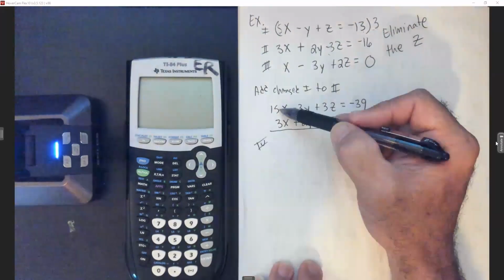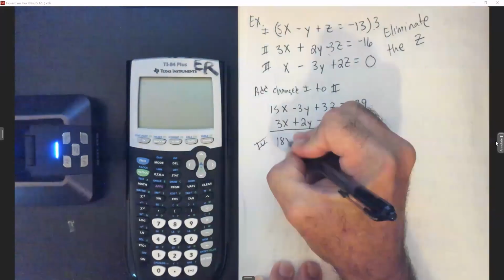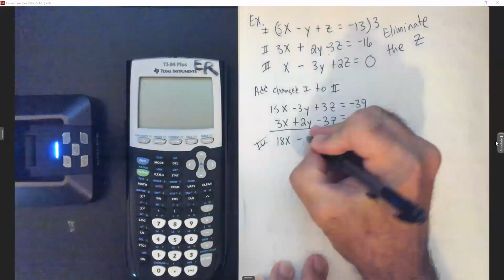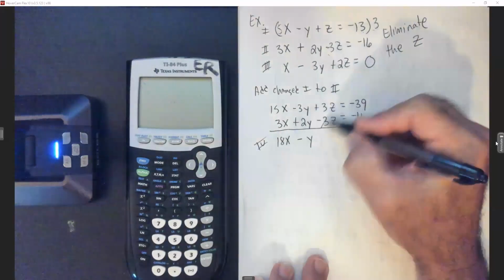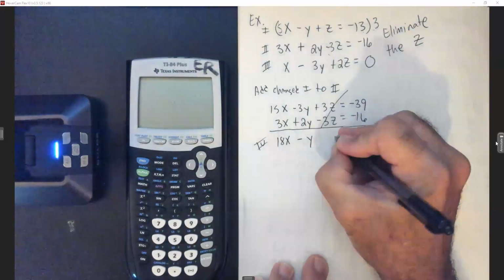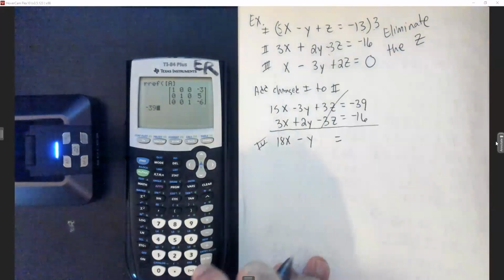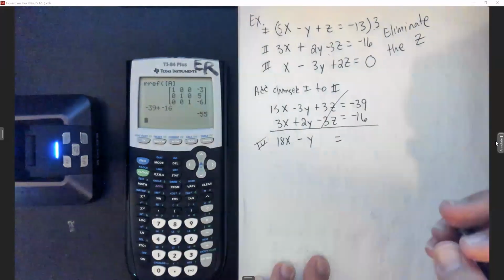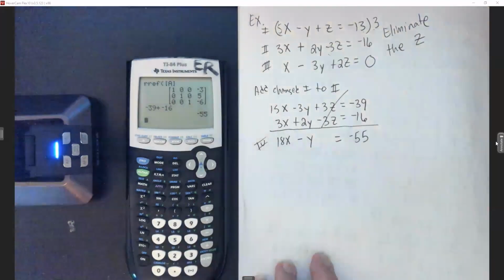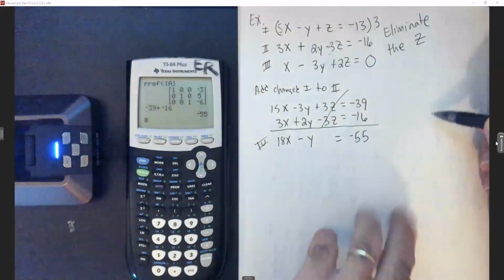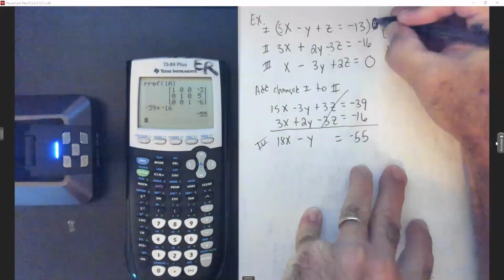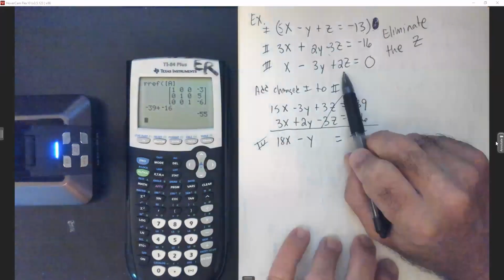15 and 3 gave me 18 x's. Negative 3y plus 2y gave me a negative 1y. The z's canceled, and this is going to equal, let's see, a negative 39 plus a negative 16. This will be what, negative 55. All right, so I got row 4. Now I'm going to work on row 5. So we're getting rid of z's still. So let me move that 3 out of the way, because I'm going to change it now. This one has a positive 2z.